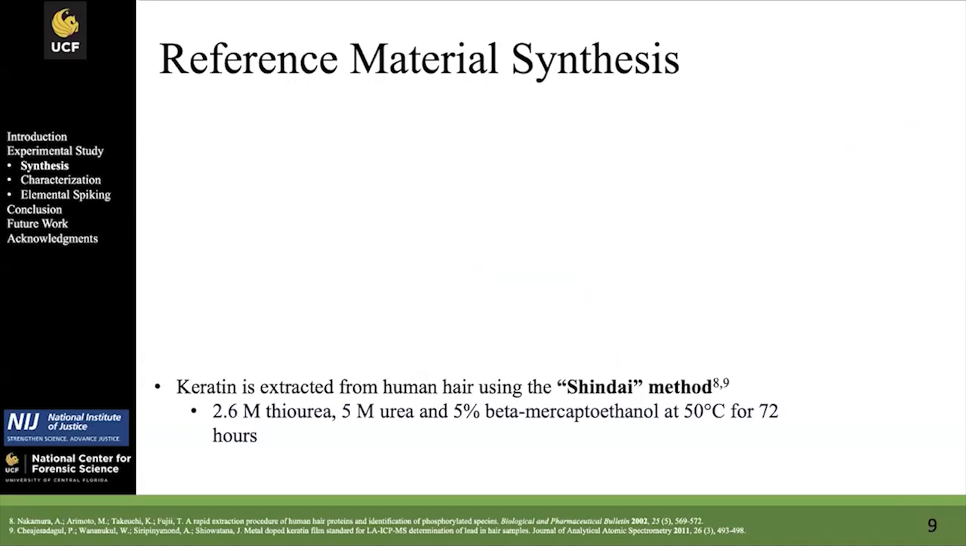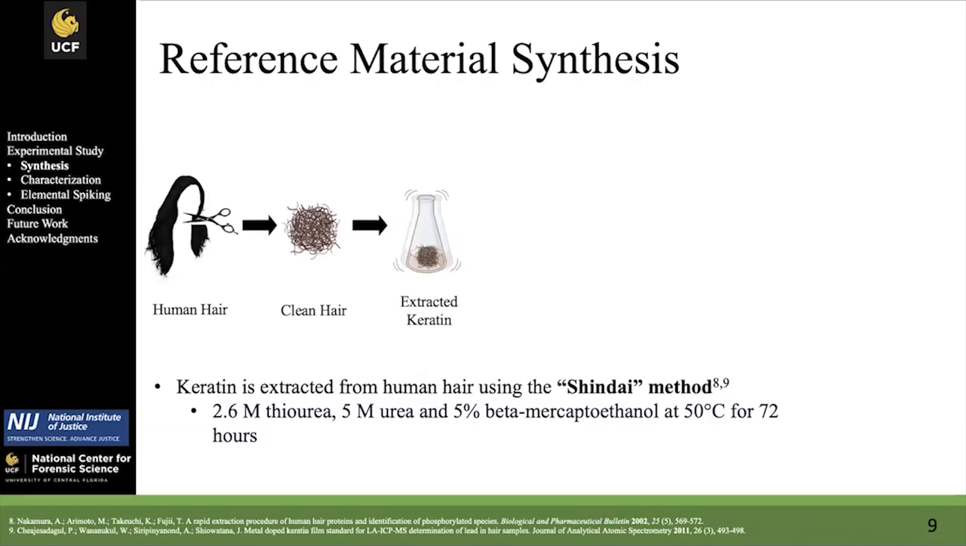So for my material, I'm developing it from cut human hairs that are gathered from local hair salons, and the hair is cleaned utilizing a chloroform methanol solution for 48 hours. And then the keratin is extracted utilizing the Shindai method. This is composed of, as you can see below, thiourea, urea, and beta-mercaptoethanol, and it's incubated at 50 degrees Celsius for 72 hours. Once we have our keratin extracted, we isolate it using a centrifugal filter at 5,000 RPM for 4 hours. And then we have our keratin solution.